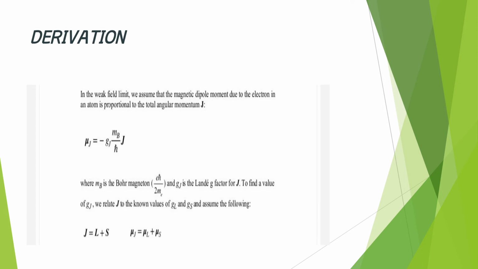Where J denotes the total angular momentum of an electron in an atom, L is the orbital angular momentum and S is the spin angular momentum, where J equals L plus S, where the total angular momentum J of an electron in an atom is the vector sum of the orbital angular momentum L and the spin angular momentum S, and where mu L, mu J and mu S are the magnetic dipole moments associated with orbital angular momentum L, spin angular momentum S and the total angular momentum J respectively.